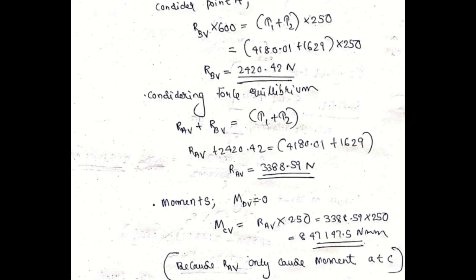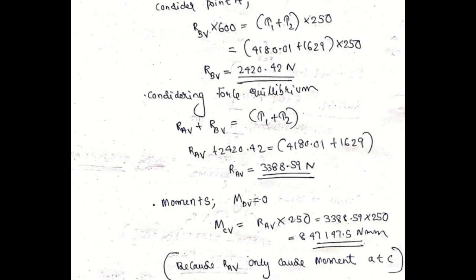MDV will be 0 because there is no force causing moment at that point. But you can see, since RAV is at the end part, there will be a bend due to RAV at the point C. So to find MCV, that will be RAV into 250, so you will get the value of moment at CV. Okay, the only point that has moment is point C.